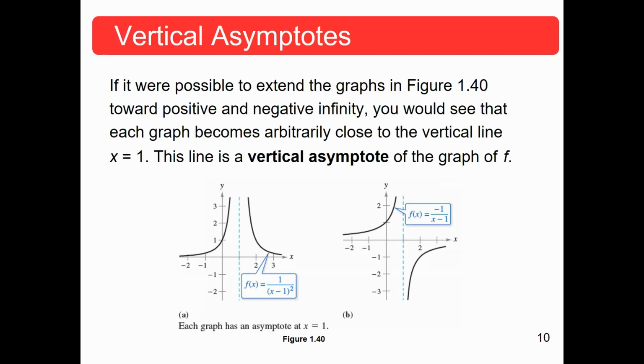All right, in this video, we're looking at vertical asymptotes. If it were possible to extend the graphs in these two figures, figure 1.40, towards positive and negative infinity, you'd see that each graph becomes arbitrarily close to that vertical line x equals 1. So we call this the vertical asymptote. This is not new. We know that as we approach unbounded towards this, we're never going to hit it. We're going to get infinitely close, right? That's what a vertical asymptote is.